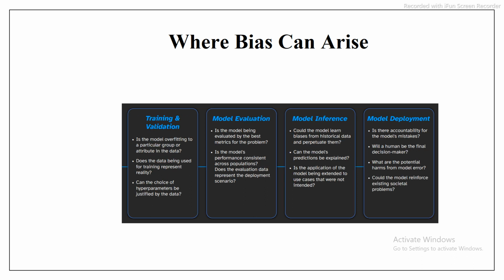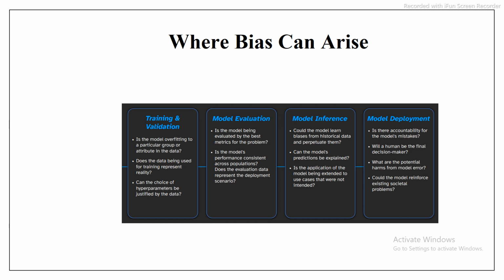Now comes training and validation. Is the model overfitted to a particular group or attribute in the data? So the overfitting case you have to address. Does the data being used for training represent reality? If you have some data points which do not reflect the true representation of the world, then in that case you have to remove them.